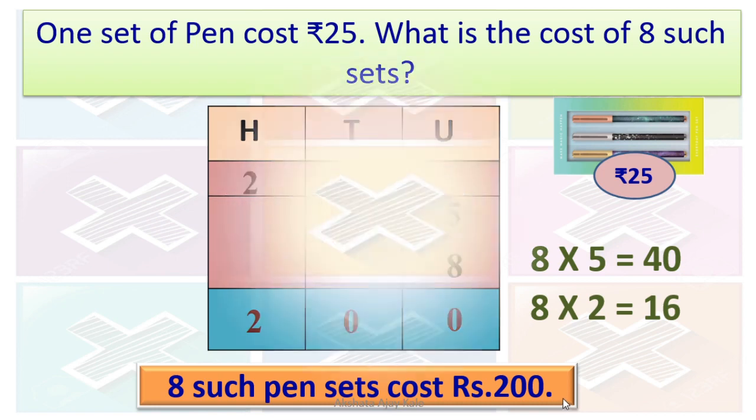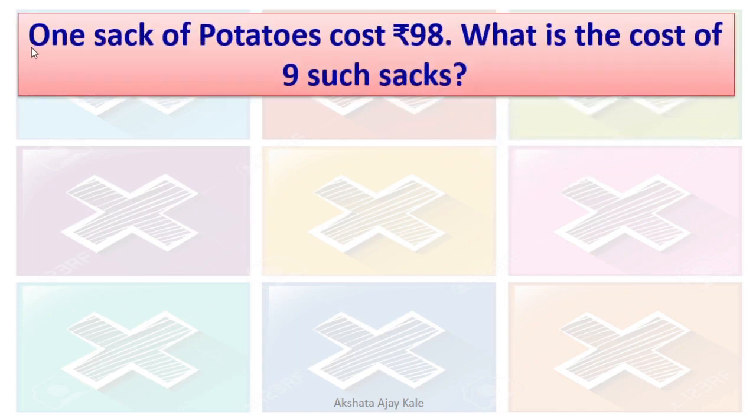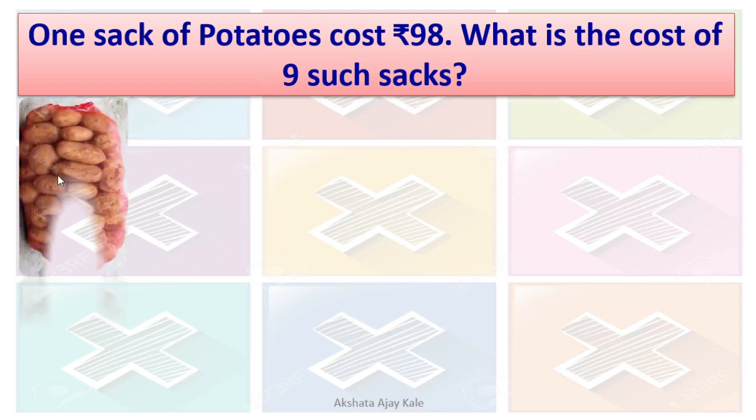Okay, we will try one more. The problem is one sack of potatoes costs rupees 98. What is the cost of 9 such sacks? See, this is called a sack of potato. It has 4 kg, 5 kg. Okay, this is one sack. And what is the cost? 98 rupees. This is fixed. If you purchase one sack, you have to pay 98 rupees.